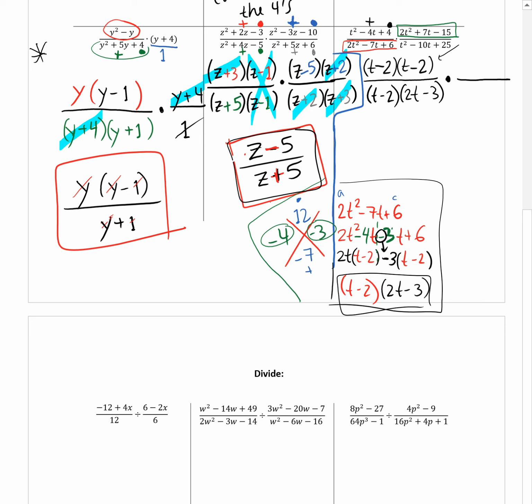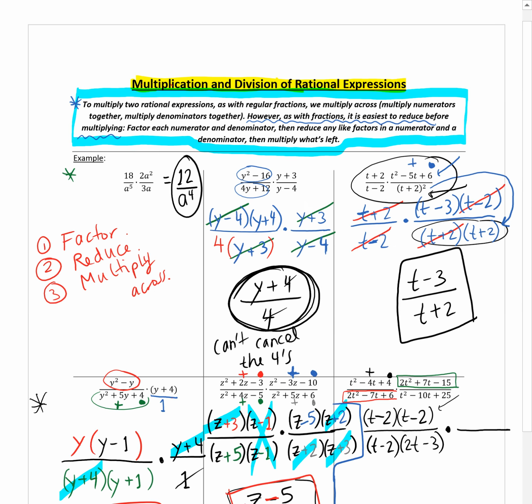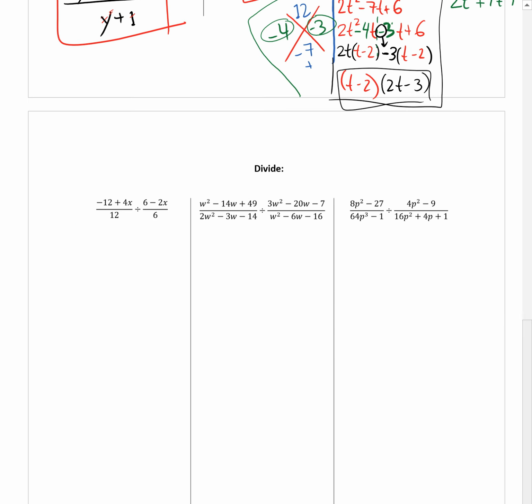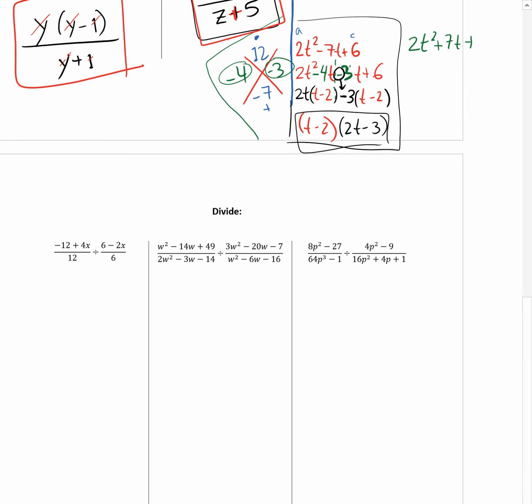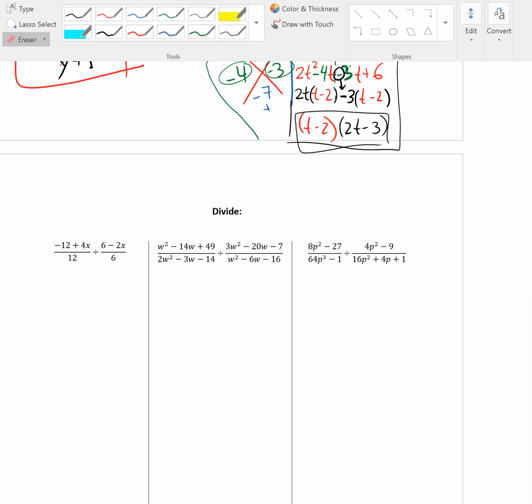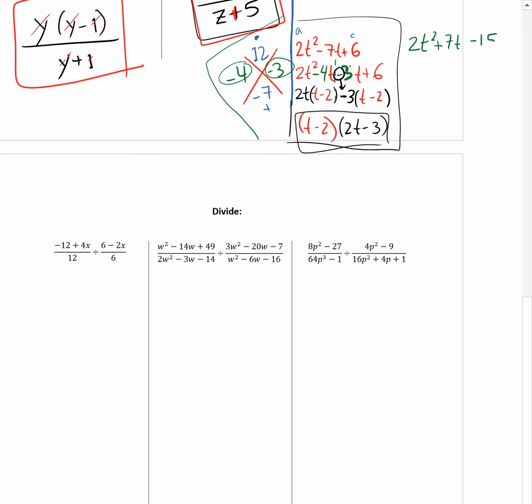Now notice this guy's going to be very similar. It's a trinomial with leading coefficient not 1, and there's no common factor, so I'm really going to have to do the x method again. 2t squared plus 7t minus 15. Oh, sorry, minus 15 this time. I almost put a plus there. Let me get a minus going so I don't mess it up. Minus 15.